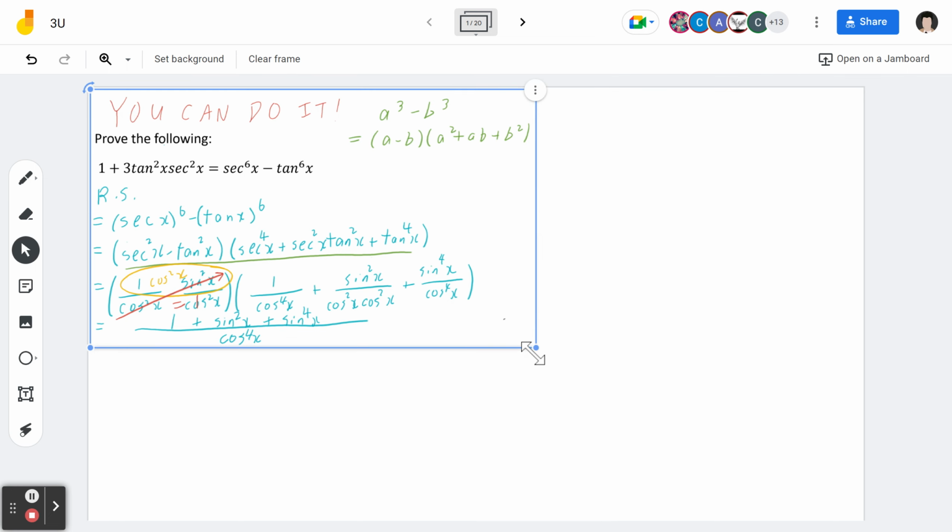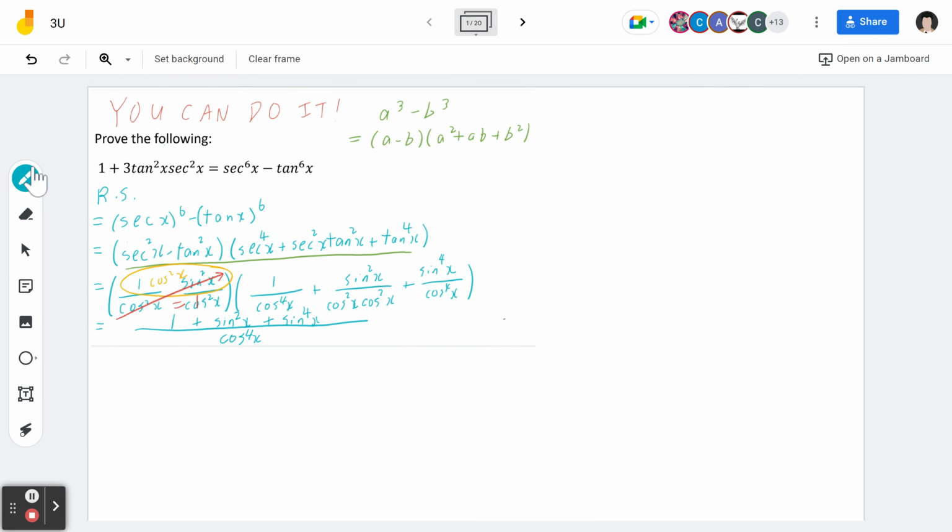We always appreciate that. Now, if you keep going, your goal is to figure out how we can rewrite this such that it equals the left-hand side. So it's a good idea to write the left-hand side so you know what you're looking at: 1 plus 3 times tan x squared times secant x squared. So think about that 1. How can we get there?